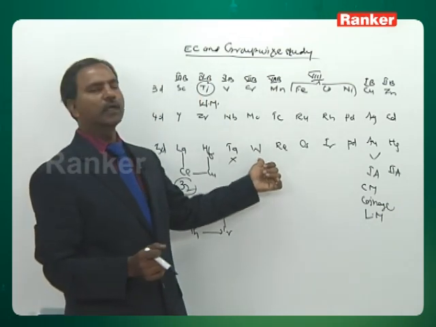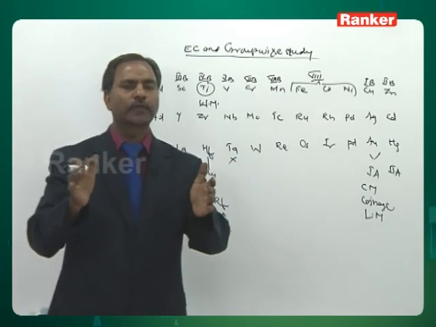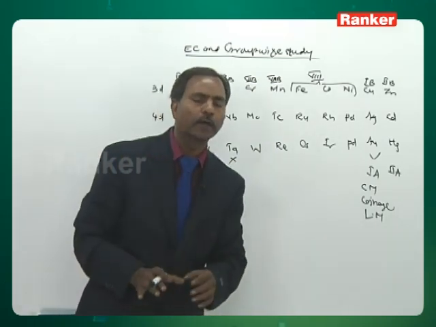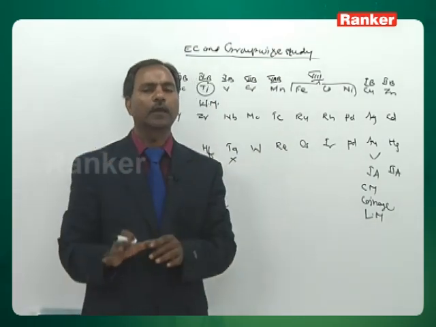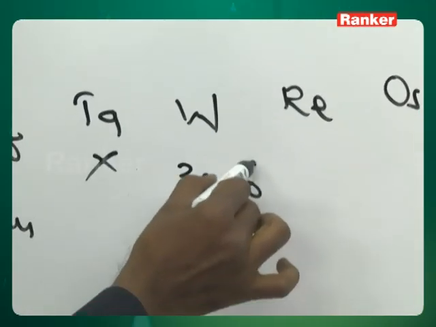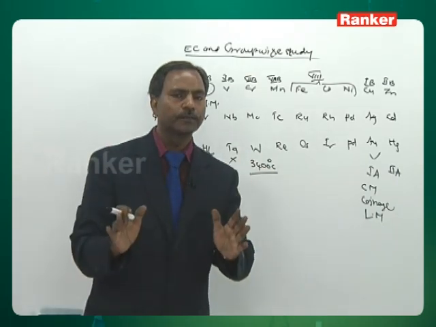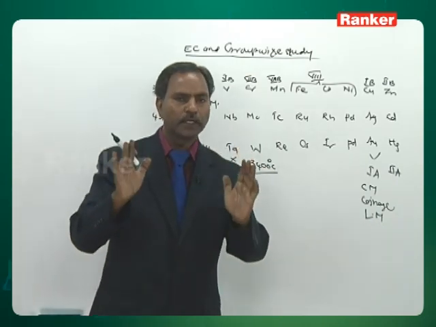Look at this particular metal, tungsten. Tungsten has the highest melting point among all the metals in the periodic table. Its melting point is around 3400 degrees centigrade. You can understand how big that is. So, among all the metals, the metal with the highest melting point is tungsten.